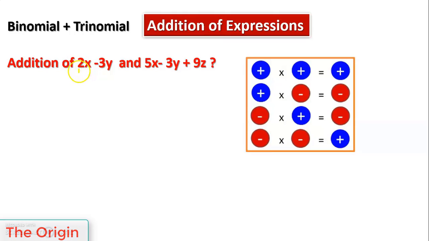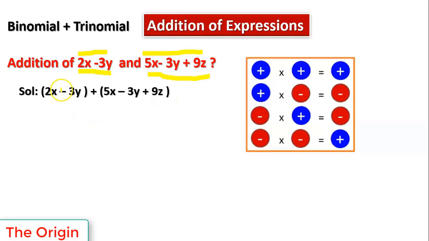Example problem: addition of 2x minus 3y and 5x minus 3y plus 9z. Binomial, 2 terms are there; trinomial, 3 terms are there. I am going to add these terms. First, I write these terms in the brackets. First step.